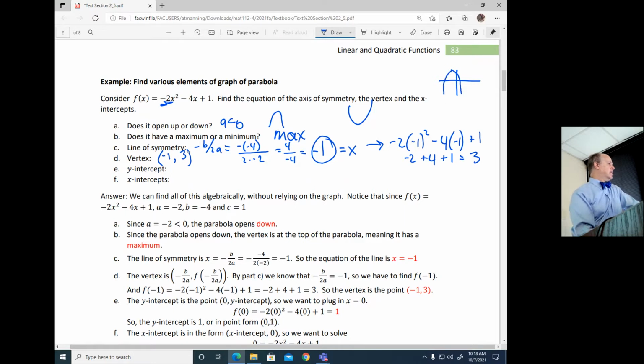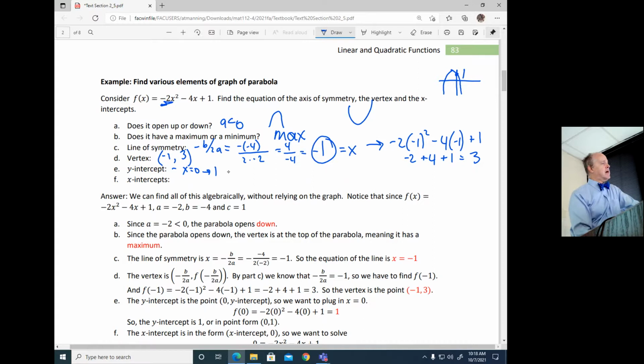To find the y-intercept, well, that's when x is equal to 0. Look at that, when x equals 0, I get a 1. So the y-intercept is at 1.